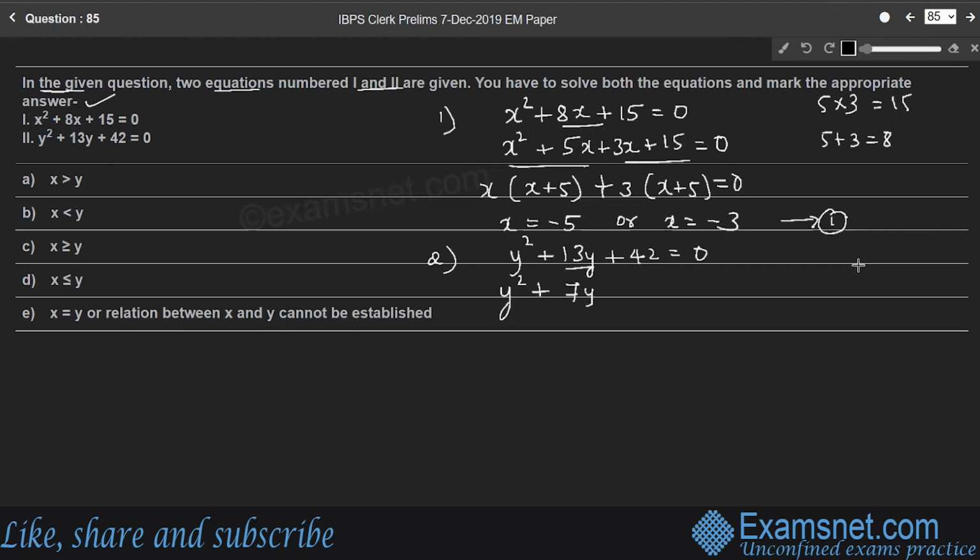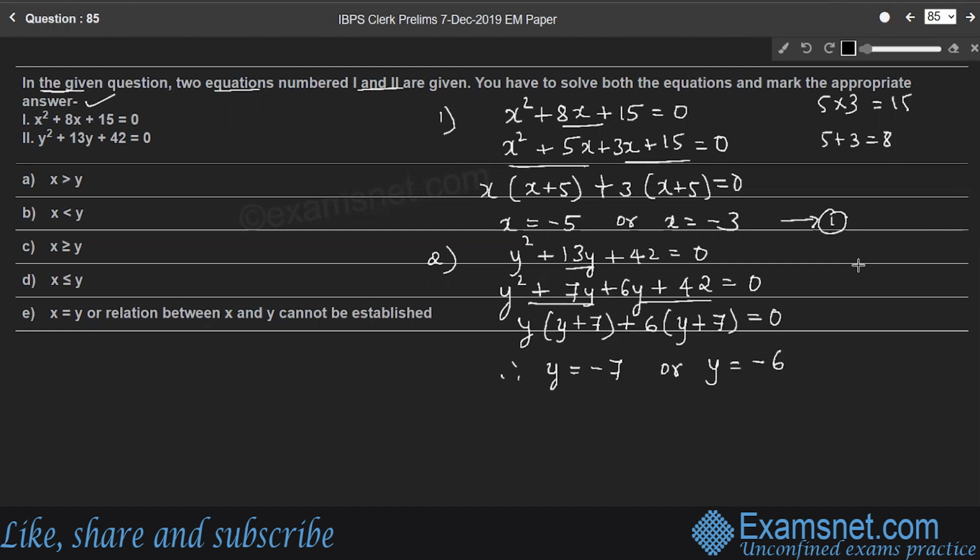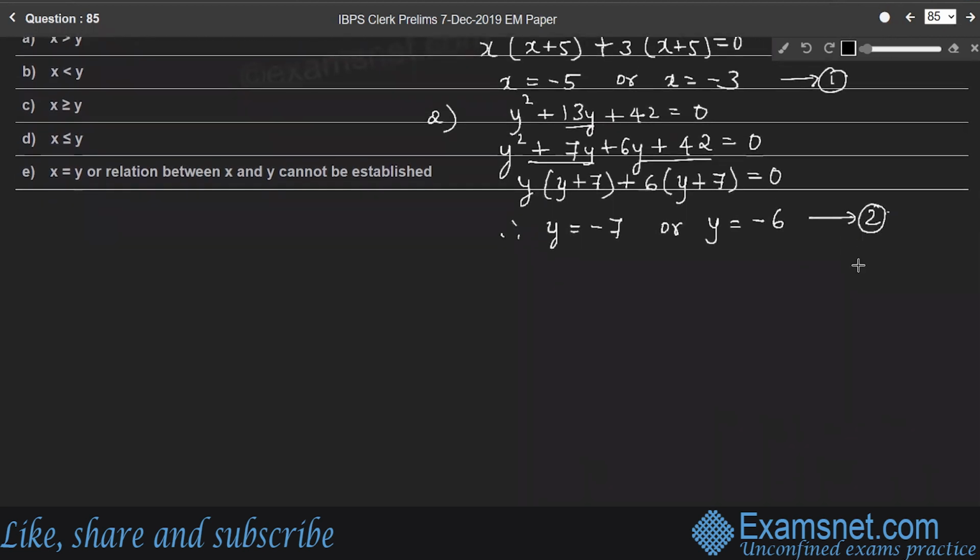13y can be written as 7y plus 6y plus 42 is equal to 0. So in the first two terms, y is common into y plus 7. In the last two terms, 6 is common into y plus 7 is equal to 0. Therefore, y is equal to minus 7 or y is equal to minus 6. This is 2. Compare the values of x and y. We can relate x and y as x, y, and the relation.